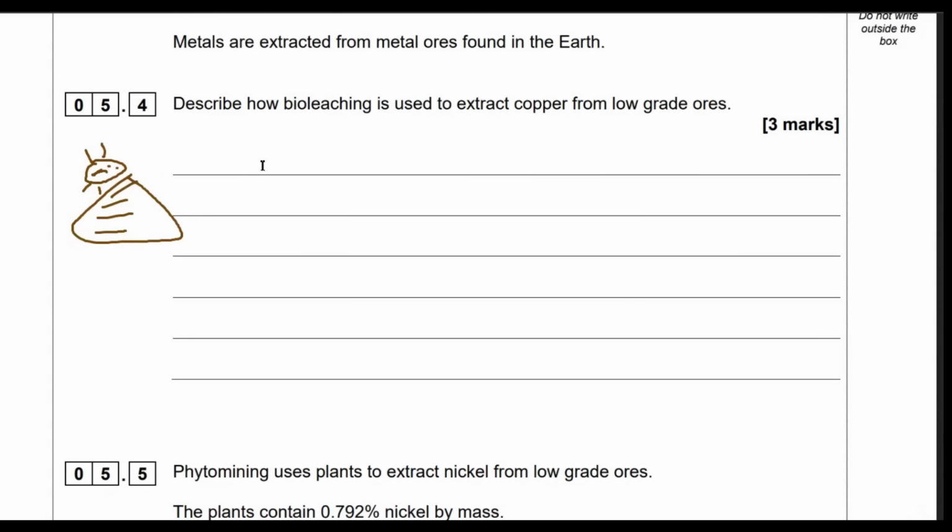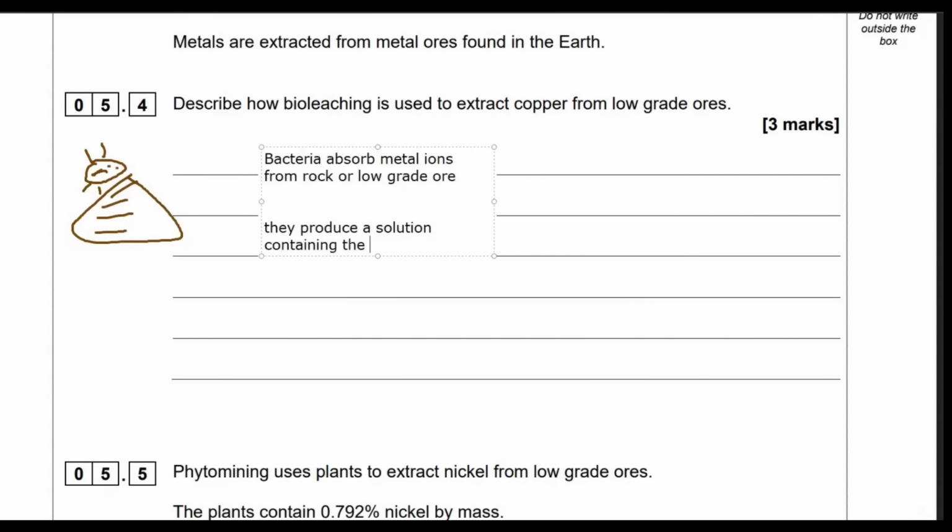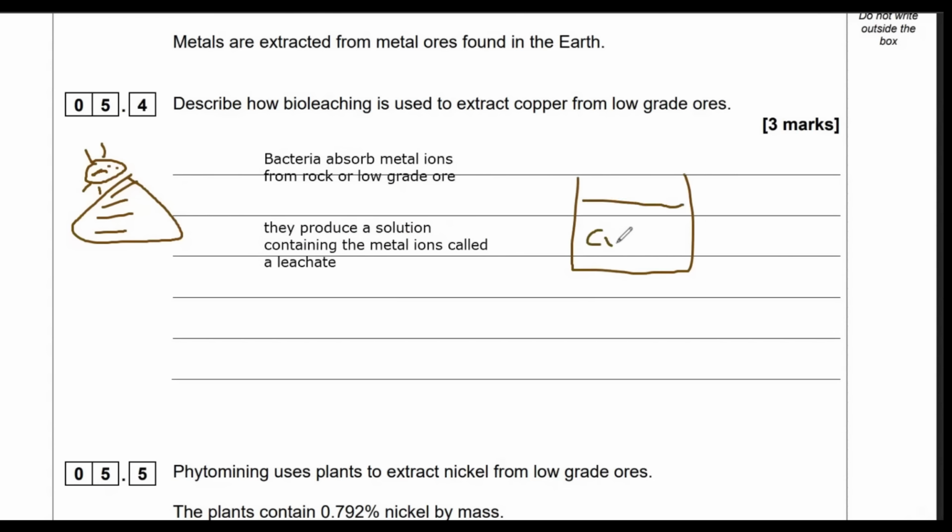So I need to put that down into writing. I'm just going to say bacteria absorb metal ions from rock, or instead of rock, they've used the term low grade ore, so that's what I mean. They produce a solution containing the metal ions called a leachate. So they're going to make a liquid that contains metal ions called a leachate. So you've got like copper 2 plus or whatever.